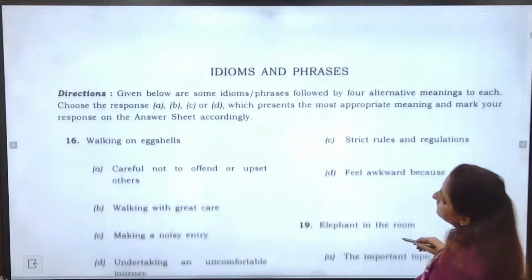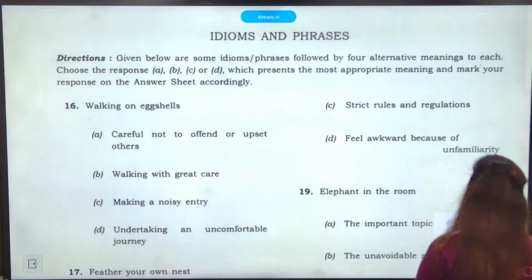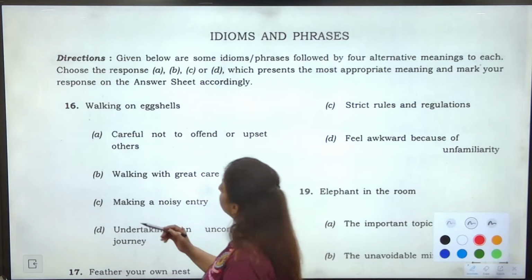All right. Next question is idioms and phrases. The first idiom is walking on eggshells. What does it mean?